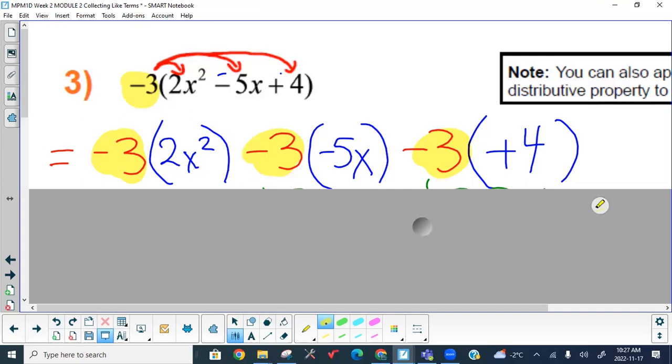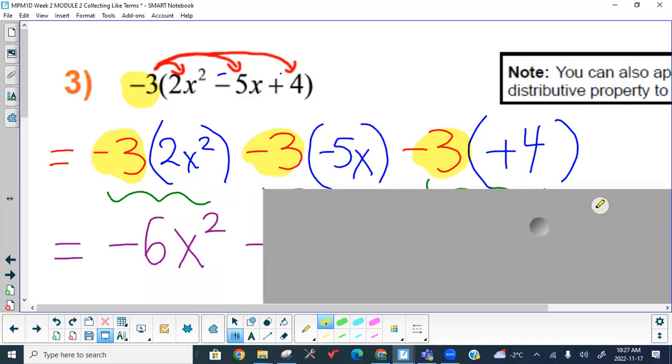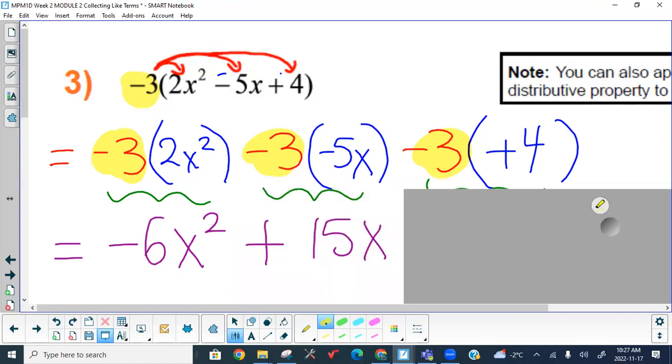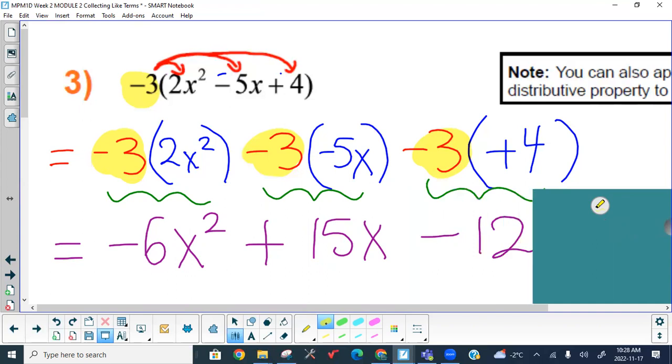Okay, when you multiply the first set, what did you get? -3 times 2x squared. What is that? Yes. -6x squared. Good. That is correct. What about -3 times -5x? Negative and a negative make, yes? A positive, so +15x. Good. Excellent. -3 times +4. Last one. Constant number. Saran. -12. Amazing. Good job, grade 9s.